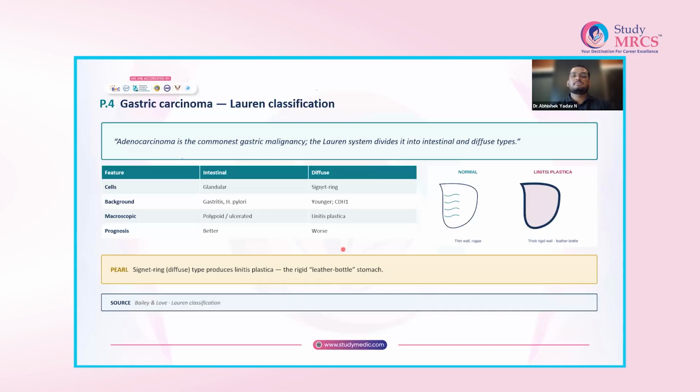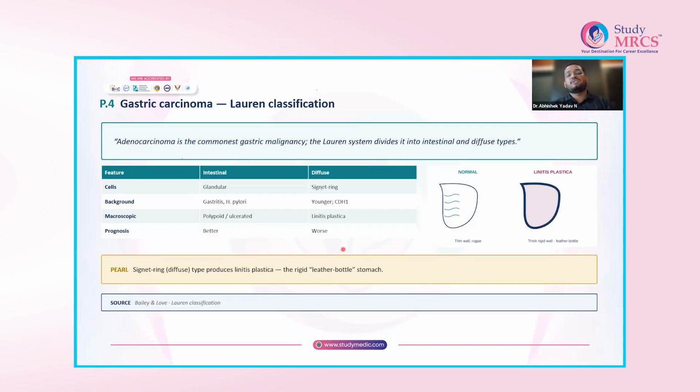Then we have something called Borrmann's. Borrmann's is basically when you do an endoscopic examination, you find how exactly the tumor looks grossly, like whether it's fungating type, whether it's polypoidal type, whether it is an infiltrative type, whether it's an ulcerative type. Based upon that, Borrmann's classification is made. So Lauren is the most widely used classification for adenocarcinoma of the stomach. So we have intestinal and the diffuse type.